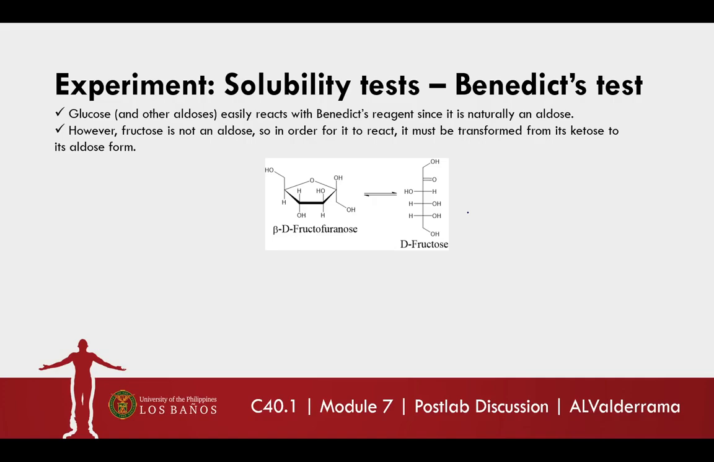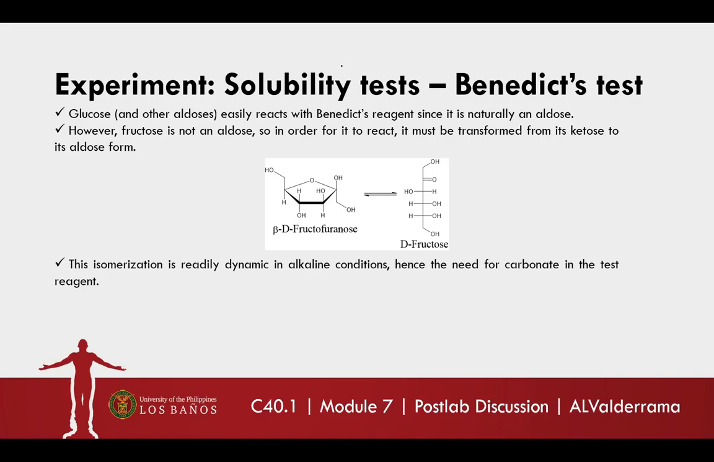So yung ating glucose, it easily reacts with Benedict's reagent. However, fructose is not an aldose. So in order for it to react, it must be transformed from its ketose to its aldose form. So, medyo mahirap because nagkakaroon pa ng isomerization. And isomerization requires alkaline condition. So, kailangan basic yung ating solution.